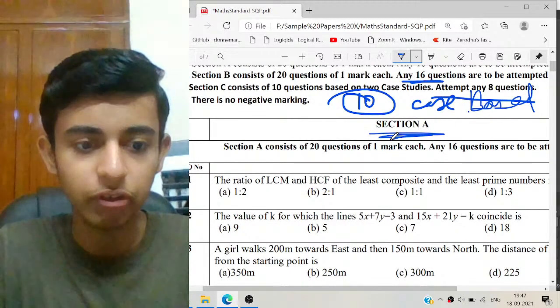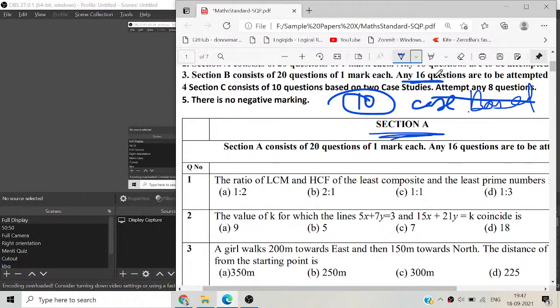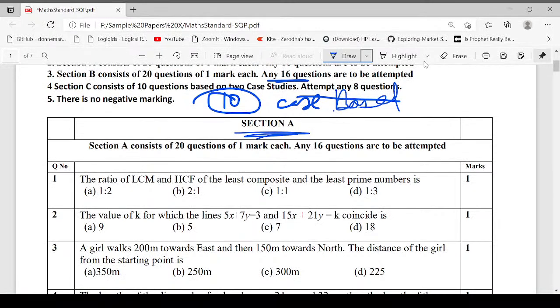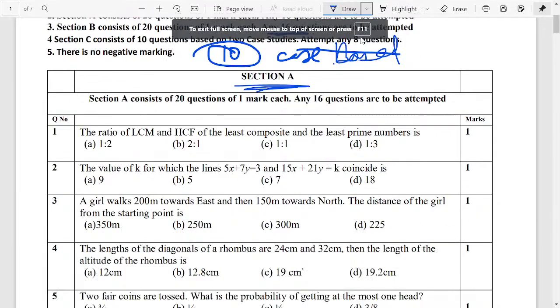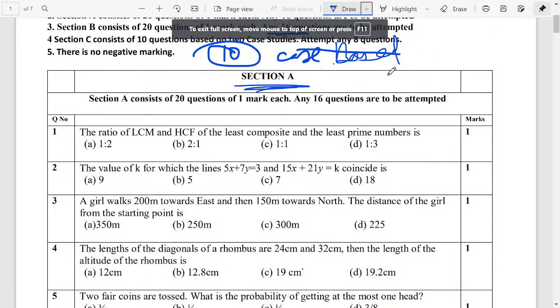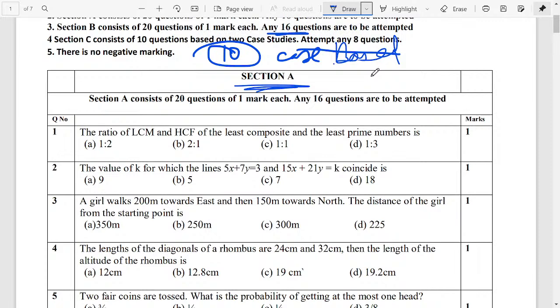Now is it? Wait a second, I think I have to put it on full screen. Okay, so this is the first question that we have with us. Section A consists of 20 questions of 1 mark each and you have to attempt any 16 out of 20.